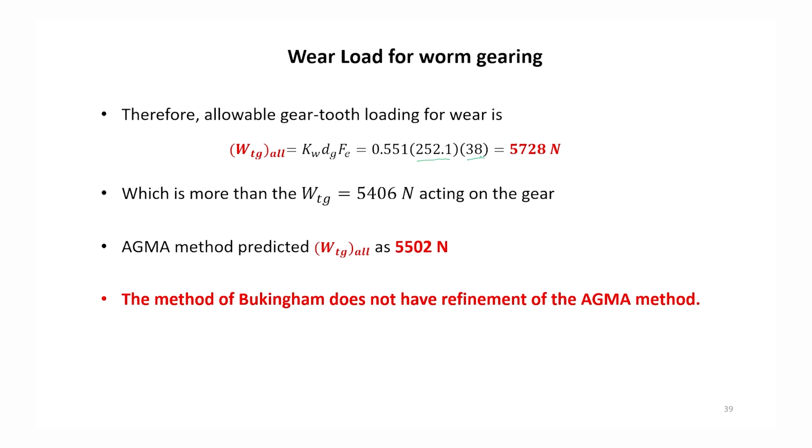And so, for considering wear, the allowable tangential load is 5,728 Newton. But the tangential load which is acting on the gear is only 5,406 Newton, which we had calculated in our previous slides. It means this is allowable. Considering wear also, the allowable tangential load is bigger than the tangential load which is acting on the gear.